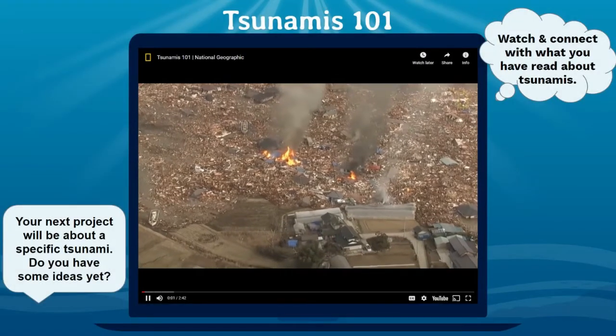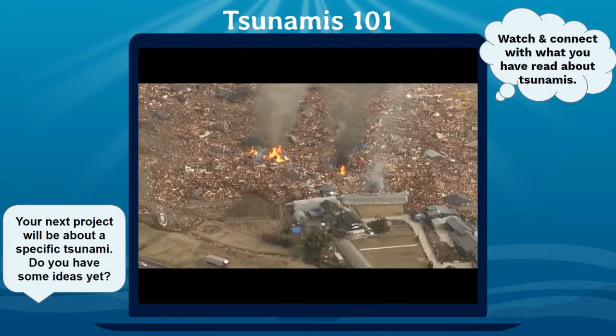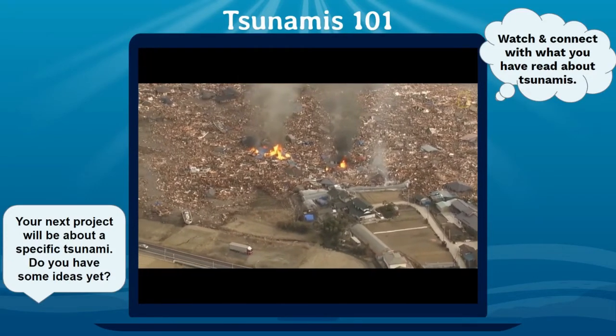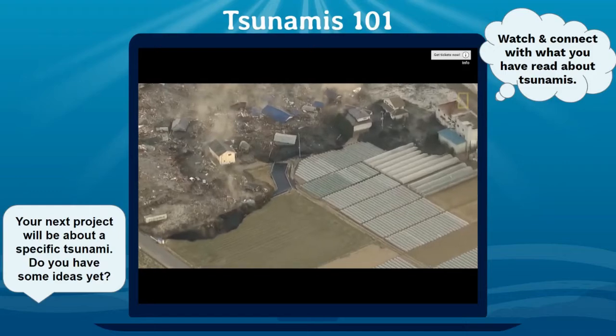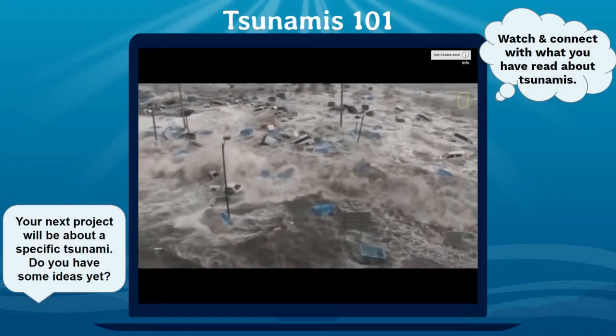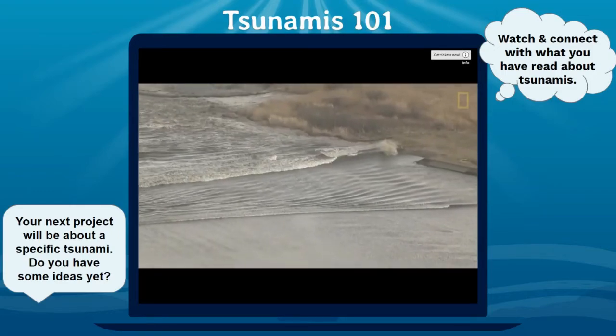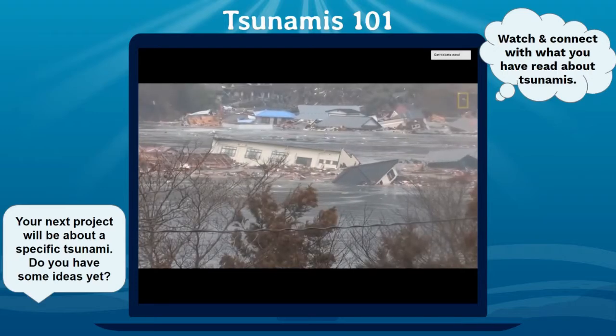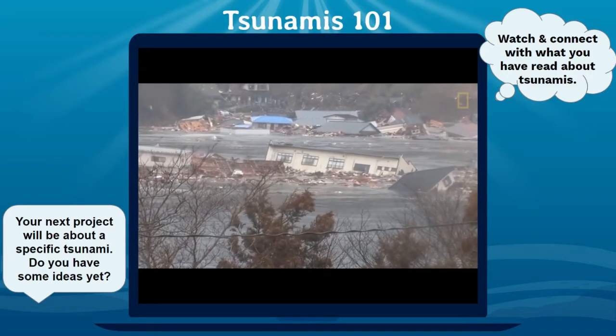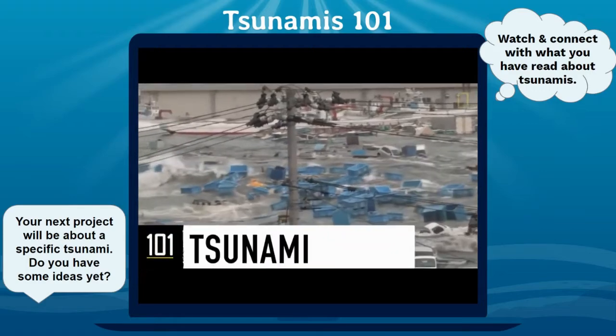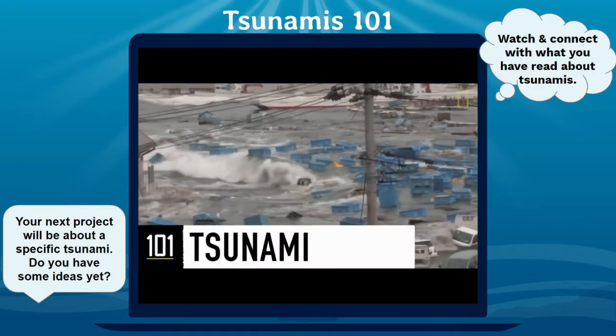A tragic scene. Entire cities flooded, entire towns inundated, an unending stream of floating debris. Buildings, cars, people swept away in an unstoppable wave. It's a brutal reminder tsunamis are dangerous and unpredictable. But what causes these giant waves and what can be done to minimize their impact?